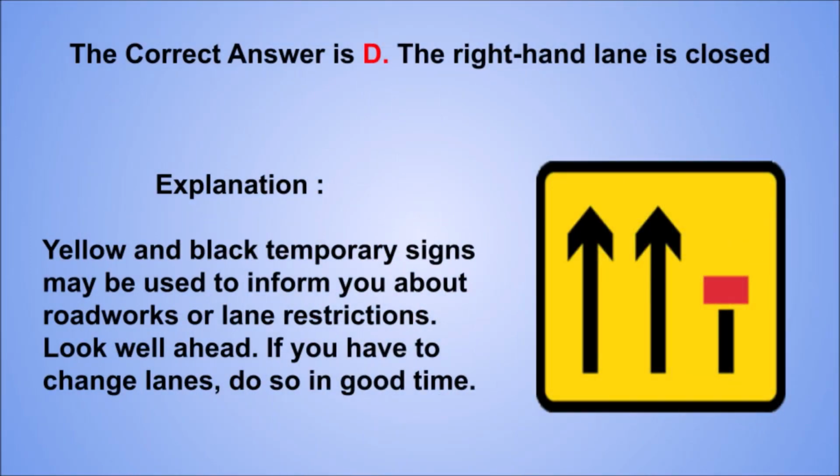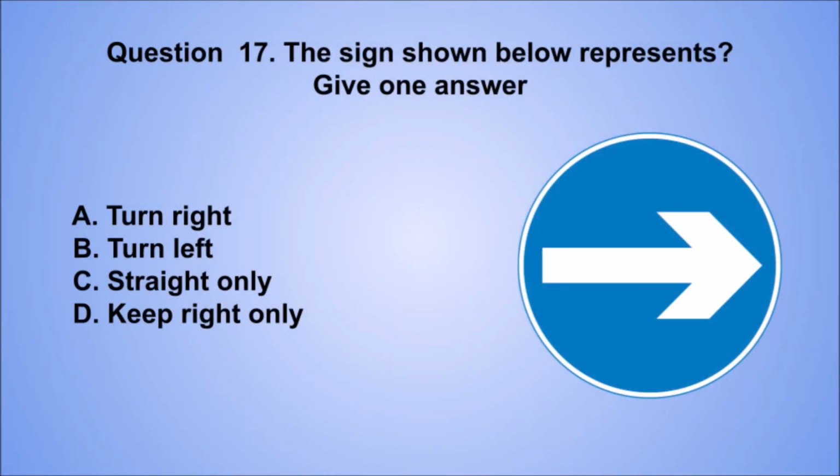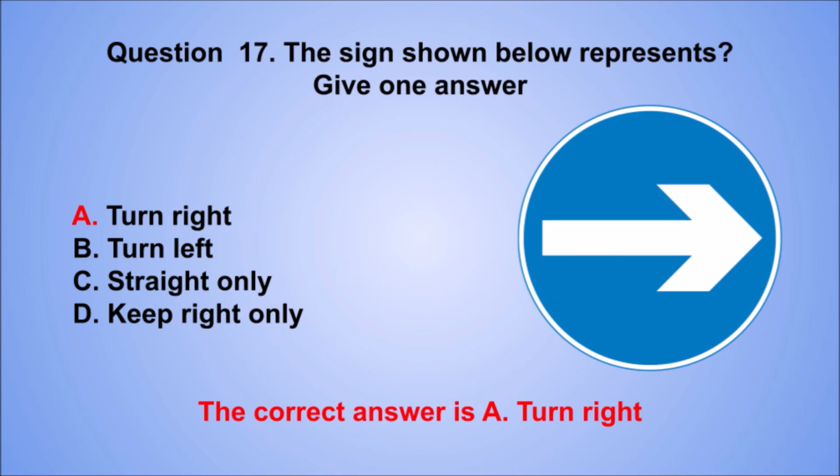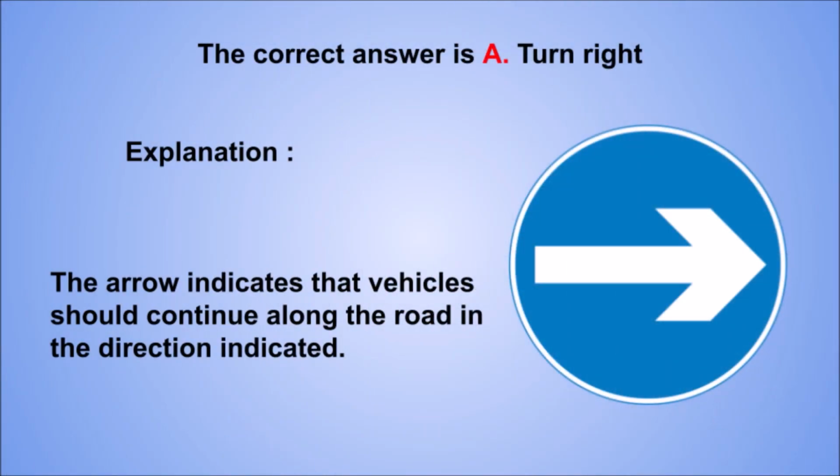Explanation. Yellow and black temporary signs may be used to inform you about roadworks or lane restrictions. Look well ahead. If you have to change lanes, do so in good time. Question 17. The sign shown below represents, give one answer. A. Turn right. B. Turn left. C. Straight only. D. Keep right only. The correct answer is A. Turn right. Explanation. The arrow indicates that vehicles should continue along the road in the direction indicated.